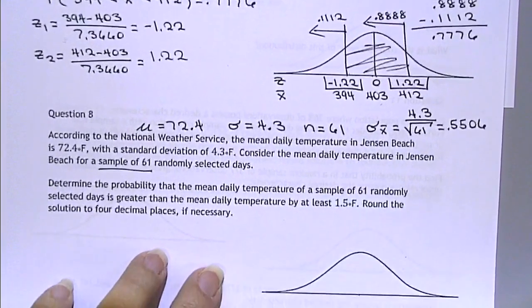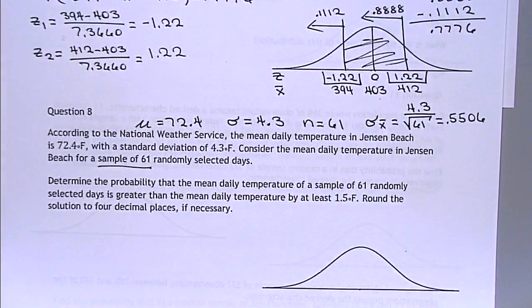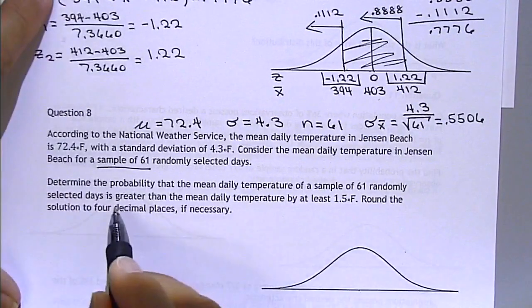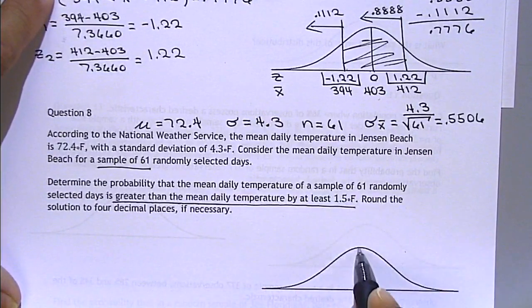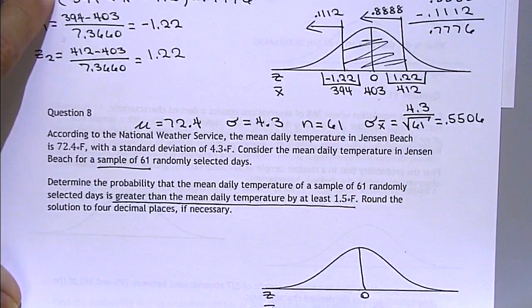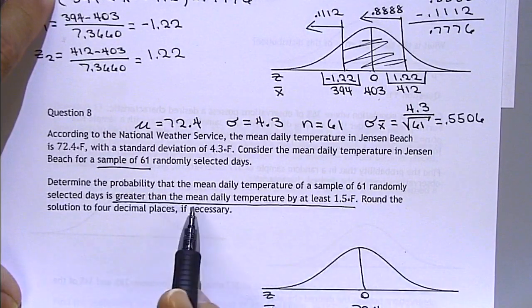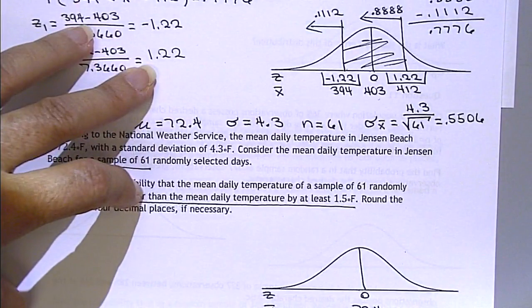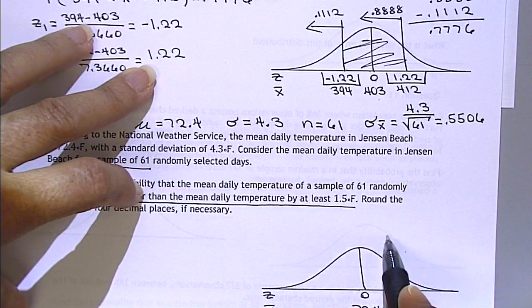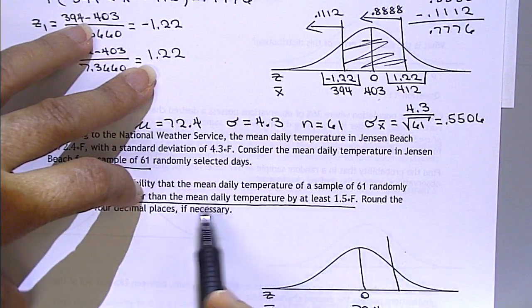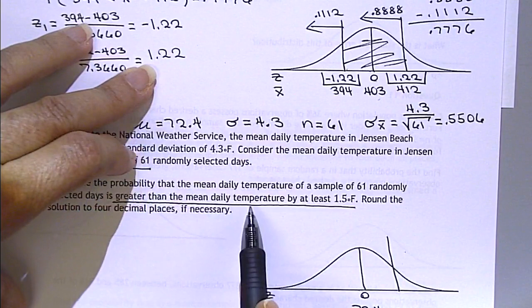Okay, next. They want the probability that the mean daily temperature of a sample of 61 randomly selected days is, here's what we want, greater than the mean daily temperature by at least 1.5. Well, okay. Here's my curve. I'm dealing with sample means, but still 72.4 is the mean of both, isn't it? And they want to know greater than this one by 1.5. Well, what are you going to do? Do it on both sides? They didn't say within. They said just greater than, didn't they?